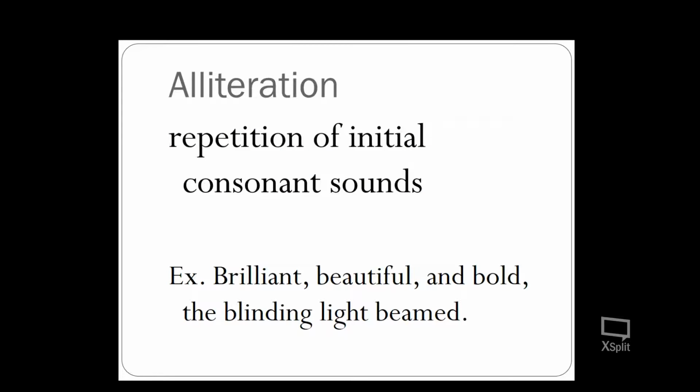Okay, next we have alliteration, which is the repetition of initial consonant sounds. So, brilliant, beautiful, and bold, the blinding light beamed. It's a repetition of these B's over and over again, okay? Now, I know there's a lot of these. You can always pause them or come back to this lesson to understand them fully, but I wanted to give you guys a wide range of different literary elements for you to understand and know and have in your back pocket and reference. Okay, it's the repetition of initial consonant sounds is alliteration.